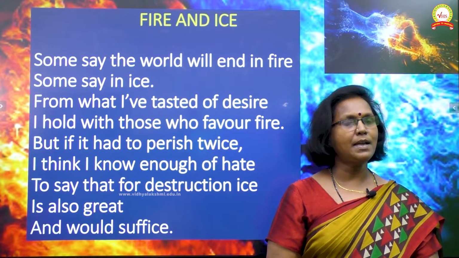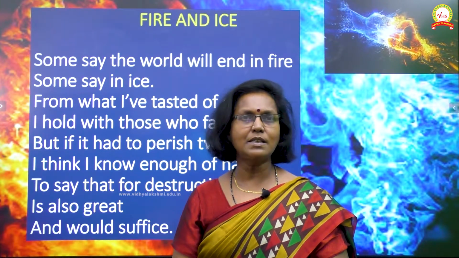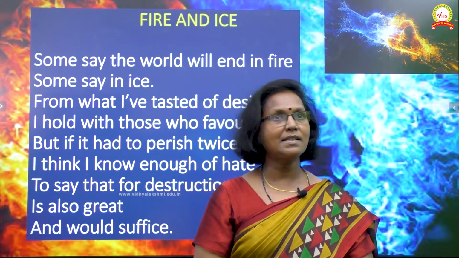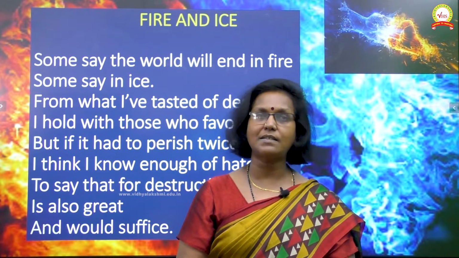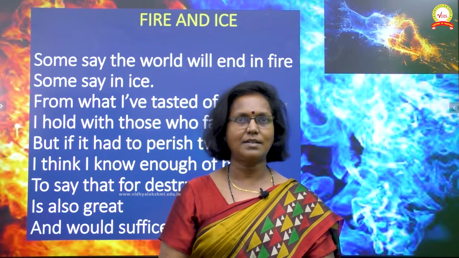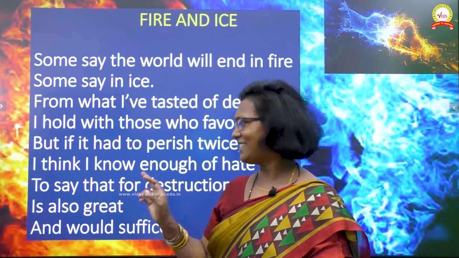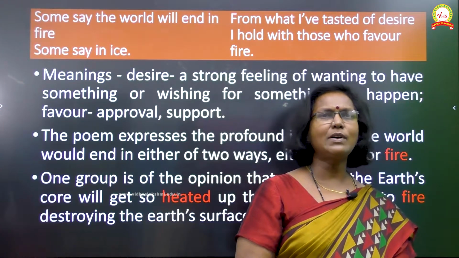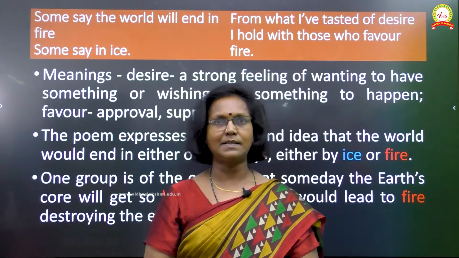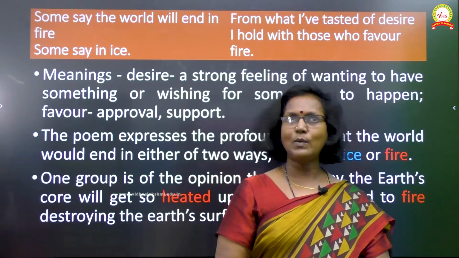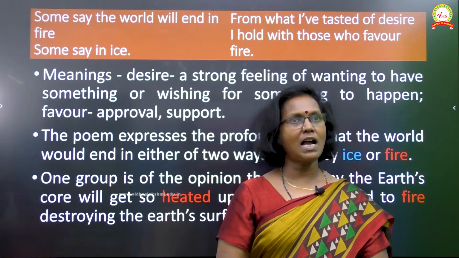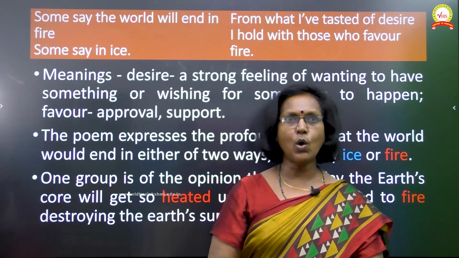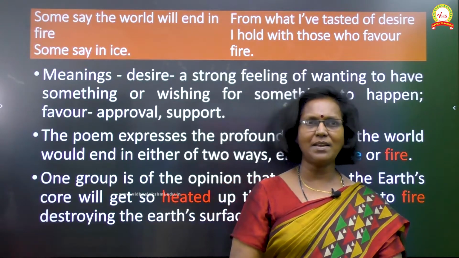Reading the short poem, we might get a little bit of a thought. What are the things that fire and ice can cause? Let's go line by line. Let me take the first 4 lines. It's a very short poem of 9 lines. Some say the world will end in fire, some say in ice. From what I've tasted of desire, I hold with those who favor fire.